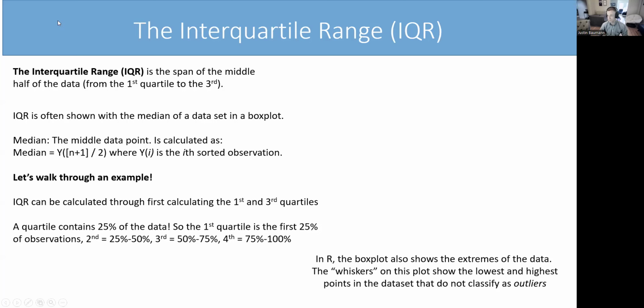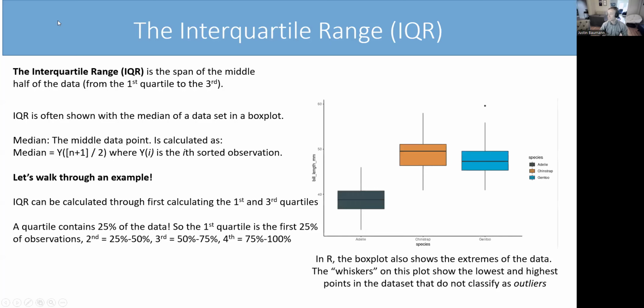The interquartile range, which we've already talked about, is the span of the middle half of the data from the first quartile to the third. So that's this bit of the data right here. That was supposed to be one of those fancy arrow thingies. Hopefully you know what I'm talking about. I'm not great at drawing, but that box is the bottom of the second quartile to the top of the third quartile. That's the interquartile range.